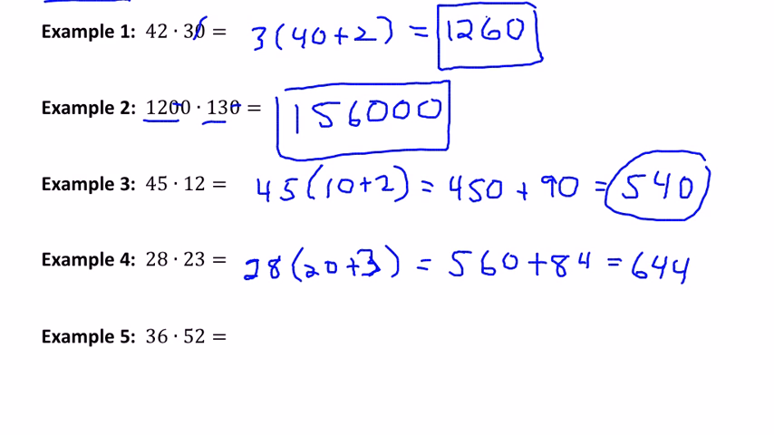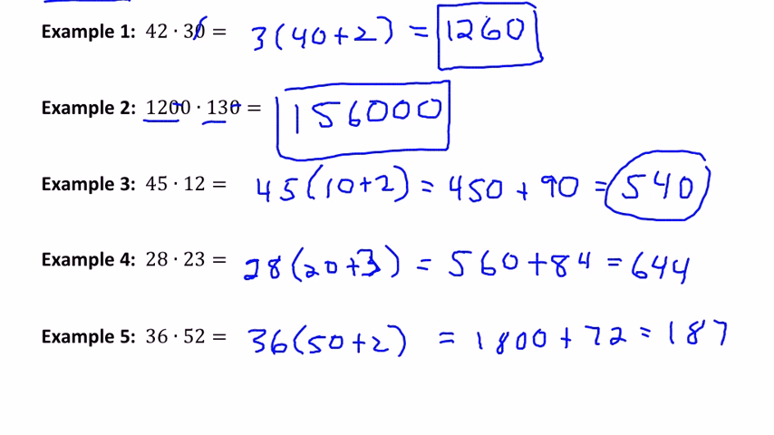36 times 52, same idea. Change it to 36 times 50 plus 2. You may not know 36 times 50, but 36 times 5 is pretty easy to do. You can actually even just picture the algorithm in your head. That gives you 180, and then you add a 0 to get 1800. And then 36 times 2 is just 72, which gives you 1872.